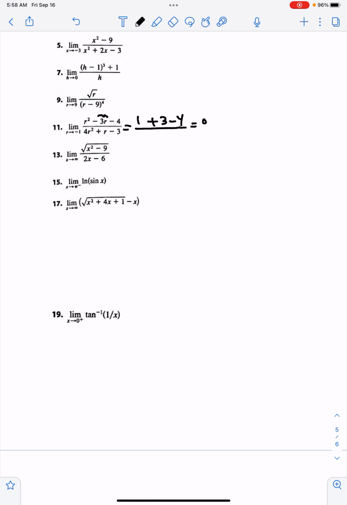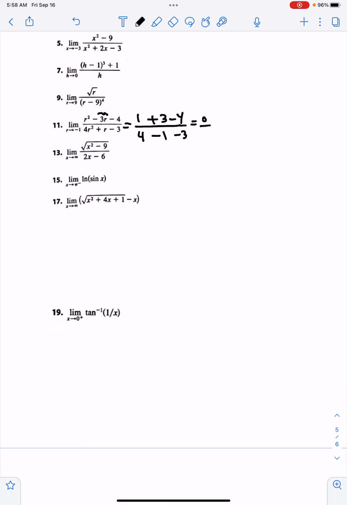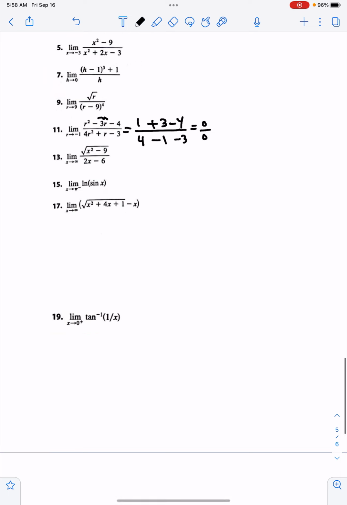4 times negative 1 squared is positive 4. Plus negative 1 and then minus 3. Okay, the denominator is now 0 as well. So again, indeterminate, I need to get rid of that. So factoring is one way. So let's just factor here.